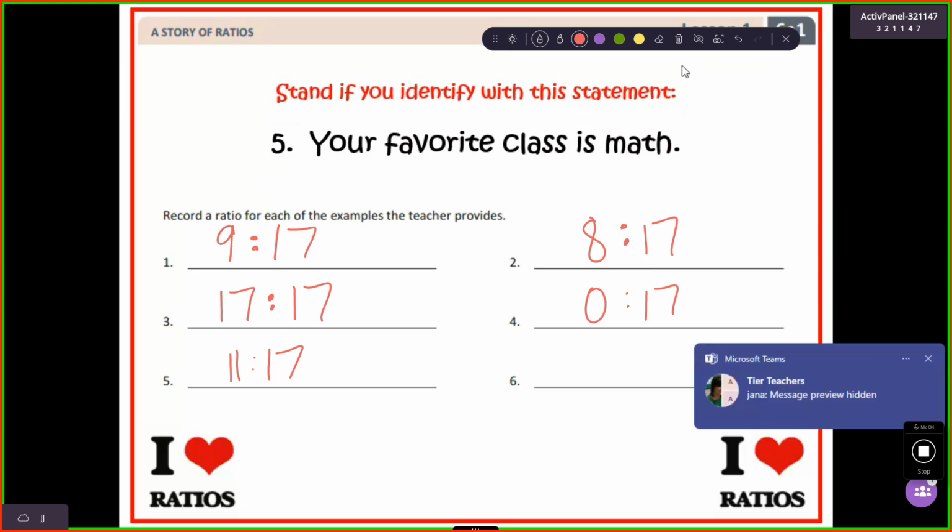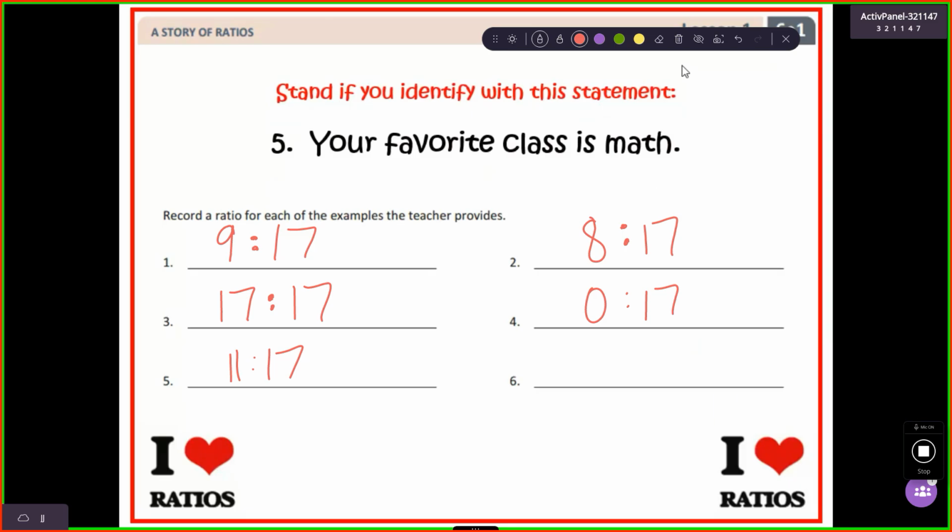So what could I do? 17 minus 11 is 6. So our next question is who doesn't like math? And it's okay. It's 6 out of 17. Okay. Whose favorite class is not math? That's what they would ask, okay? So 6 out of 17.